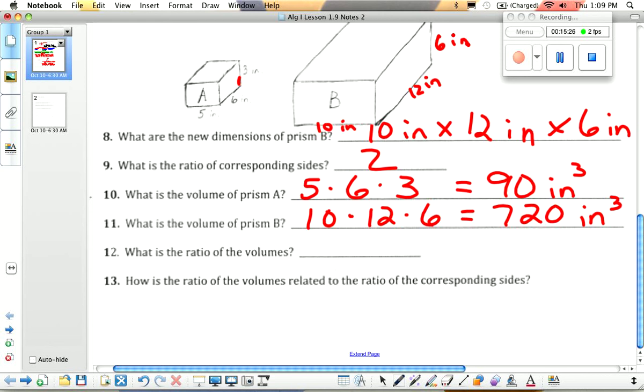Well, let's figure out the ratio of the volumes then. What are we going to set up for our ratio? 720 over 90. And we will divide that out and we will get, John? 8. So the ratio of the volumes is 8.